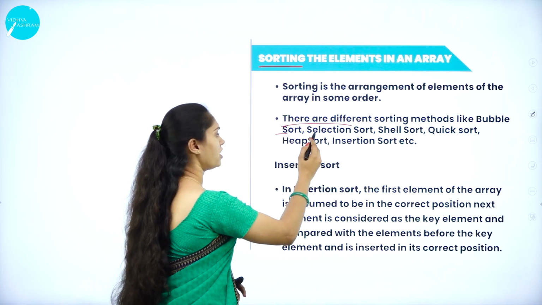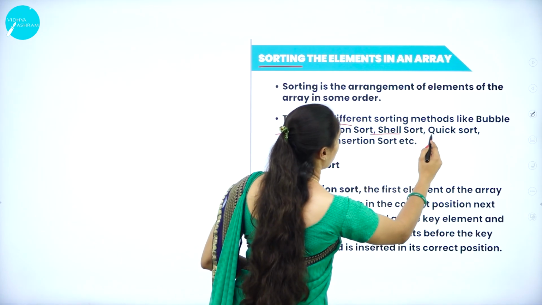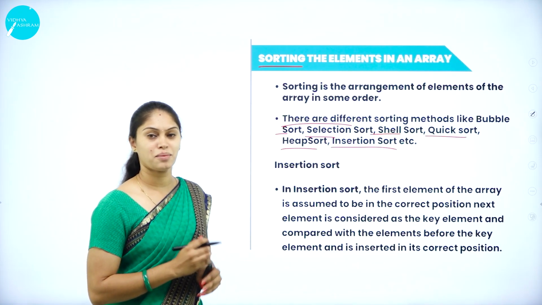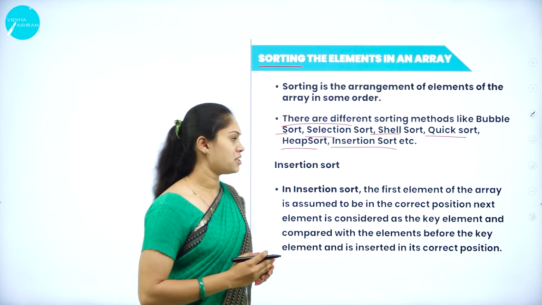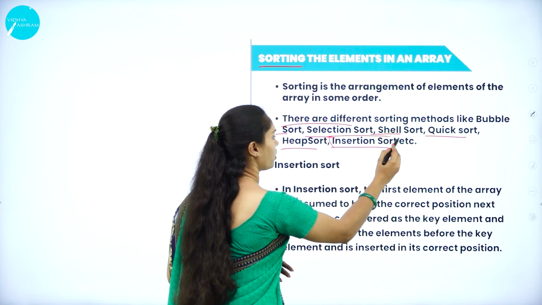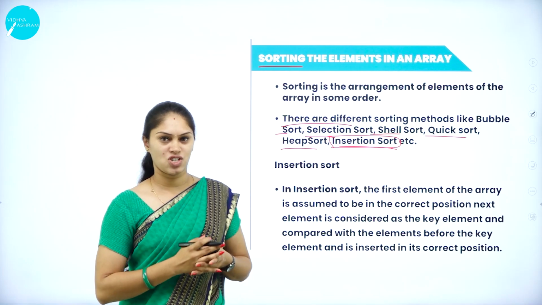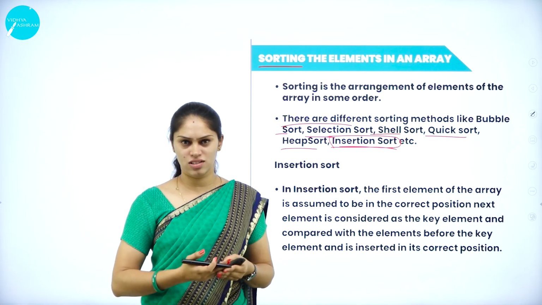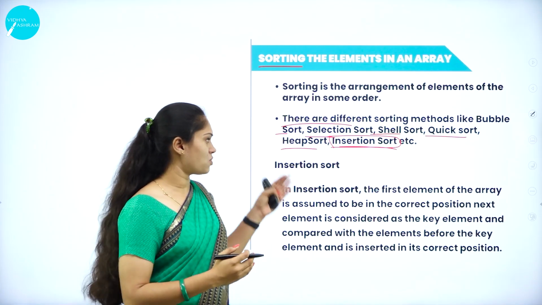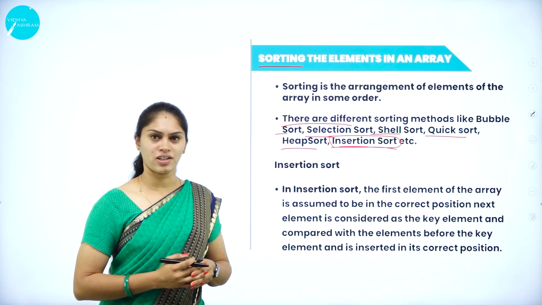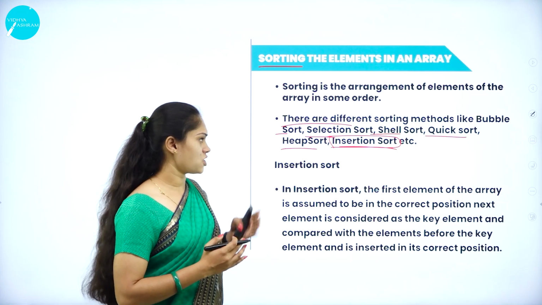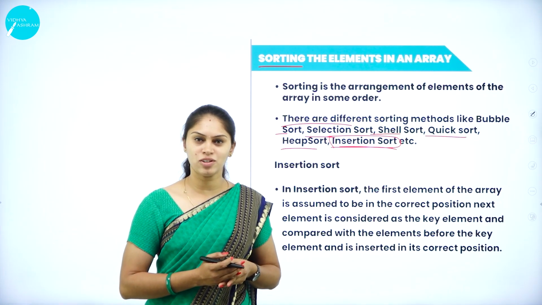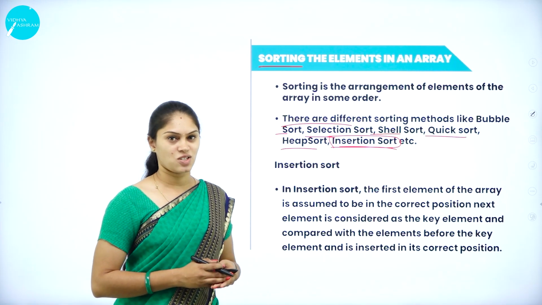We have bubble sort, selection sort, shell sort, quick sort and heap sort, and we have insertion sort. But when it comes to your second PUC syllabus, you are just going to learn about the insertion sort. Sorting is nothing but arrangement. There are so many methodologies or methods when it comes to sorting, like heap sort, quick sort, selection sort, shell sort. But in your syllabus, you are going to learn about only the insertion sort.